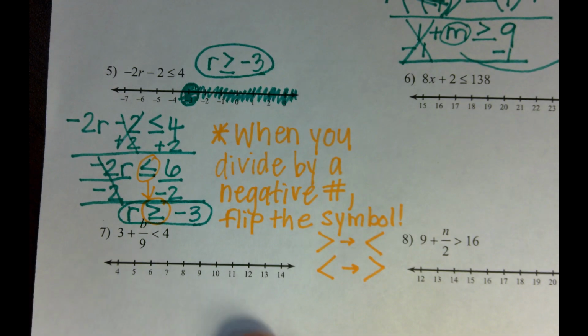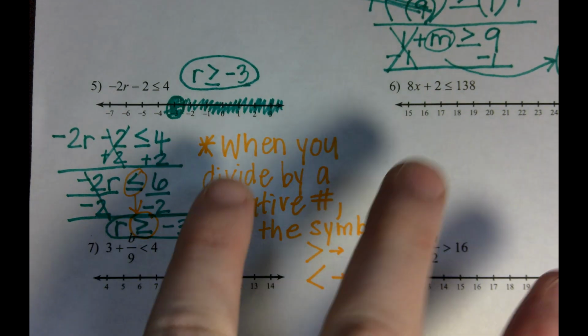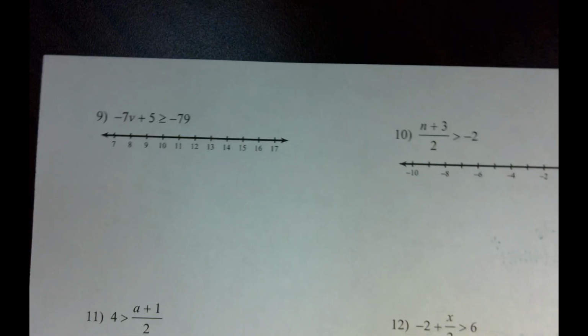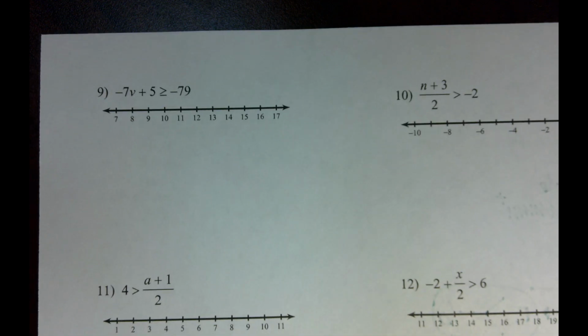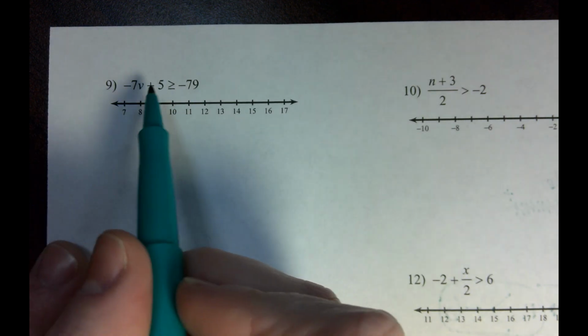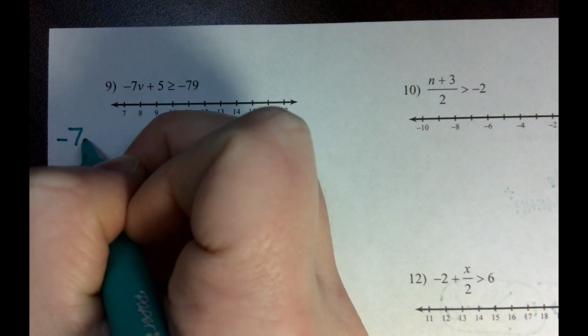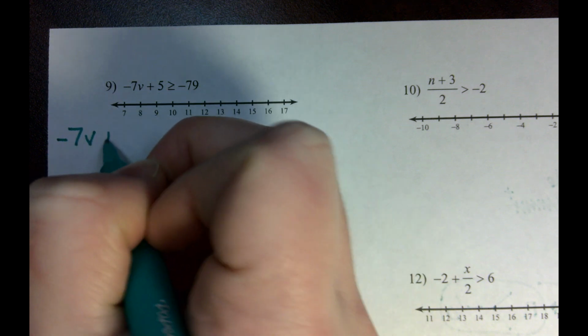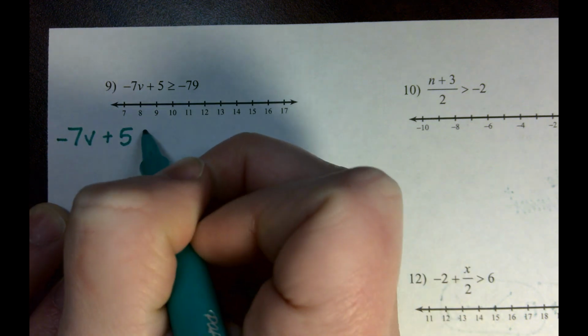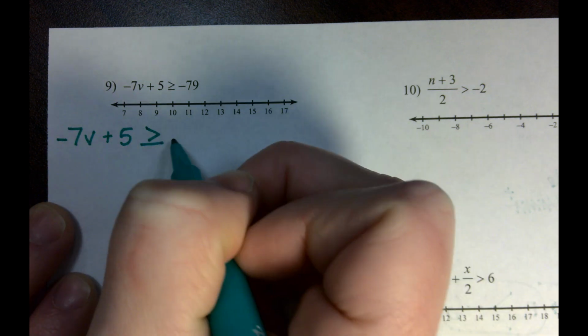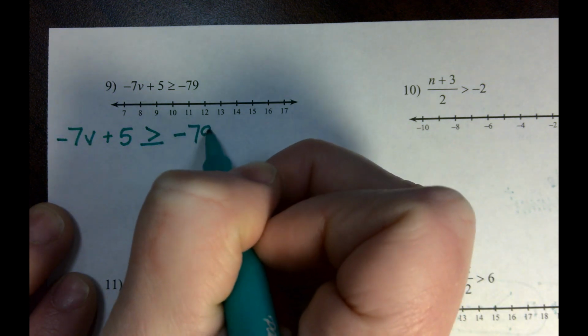Can I flip this page over? Or does anybody still need this? Number 9. Yep, number 9 has a negative. Let's do number 9. And that's on the back side. So number 9, I have -7v plus 5 is greater than or equal to -79.